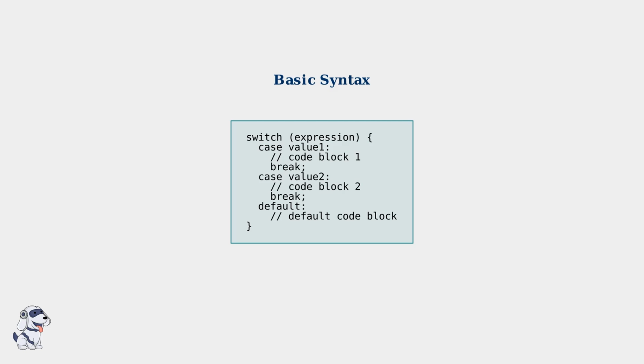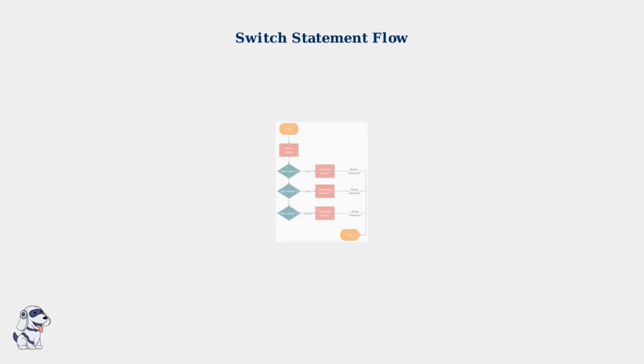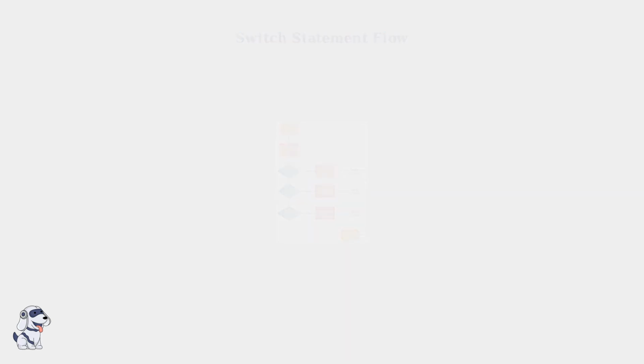To better understand how a switch statement works, let's look at its execution flow using a flowchart diagram. The flowchart shows how a switch statement evaluates the expression once, then compares it against each case value. When a match is found, the corresponding code block executes. The break statement prevents execution from continuing to the next case, directing the flow to the end of the switch block. Now, let's see a practical example using a grade evaluation system. This will demonstrate how switch statements work with real code.